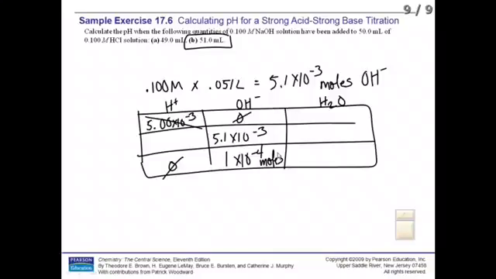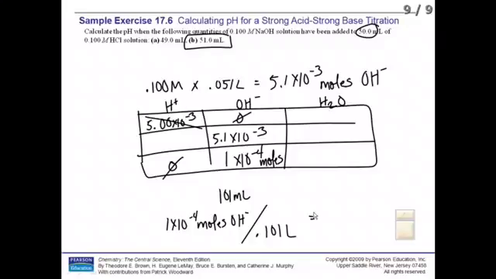So we need to make sure that we do the total volume again. So the total volume is 50 plus 51. That's 101 mLs. 101 mLs total. So we're going to take the 1 times 10 to the negative 4 moles. And remember, this is OH, so be careful if you're asked to figure out what the pH is. Divided by 0.101 liters. So 1e negative 4 divided by 0.101. This is 9.9 times 10 to the negative 4 molar.